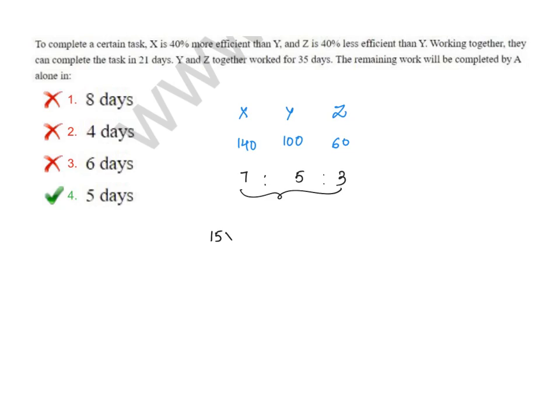So 15 into 21 days is the total work. y and z together worked for 35 days. Their efficiency is 8 and they worked for 35 days. The remaining work will be completed by x in, let it be x days. Cancel it in 7 table. So I can say 7 3s are, 7 5s are, 7 1s are. Therefore 45 is equal to 40 plus x. x is equal to 5 days.